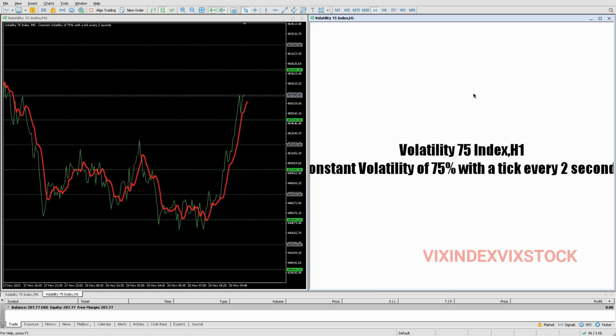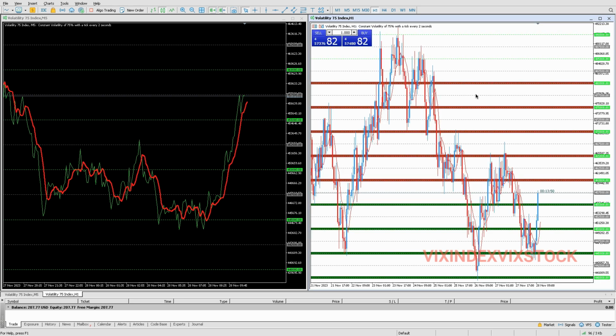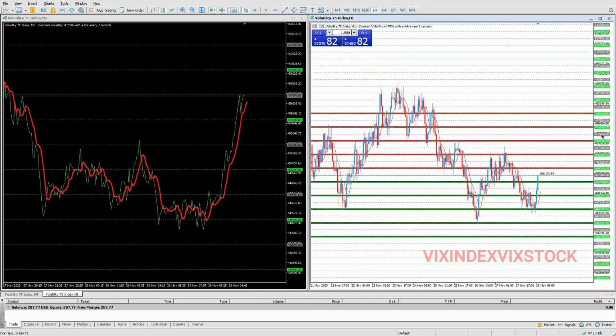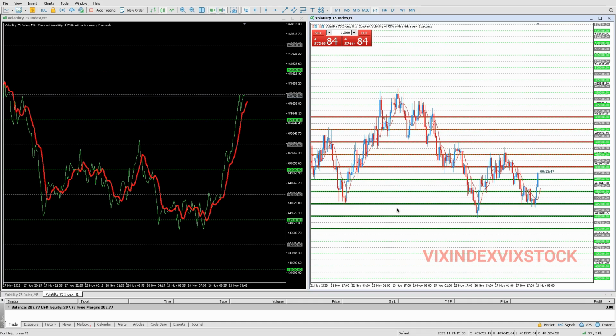Maybe let's just go to the 1 hour time frame. Let's see if it's going to load. You can see on the 1 hour time frame, VIX also bounces off these key levels. It just bounces off key levels. That's what it does. So that's why I use this.